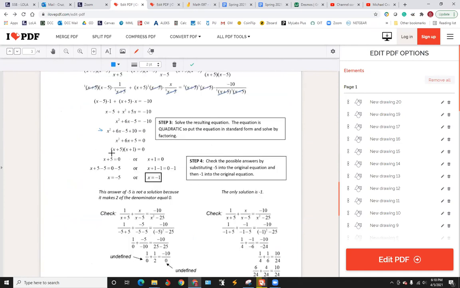All right, so it factors as x plus 5 and x plus 1 because everything's positive. Now, you got a solution here of x is equal to negative 5 and x is equal to negative 1.